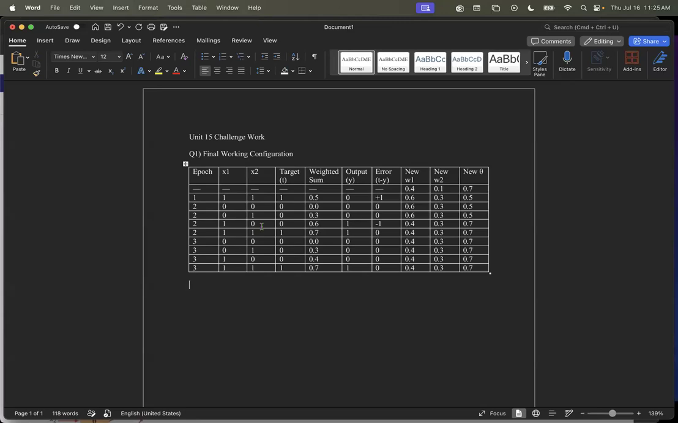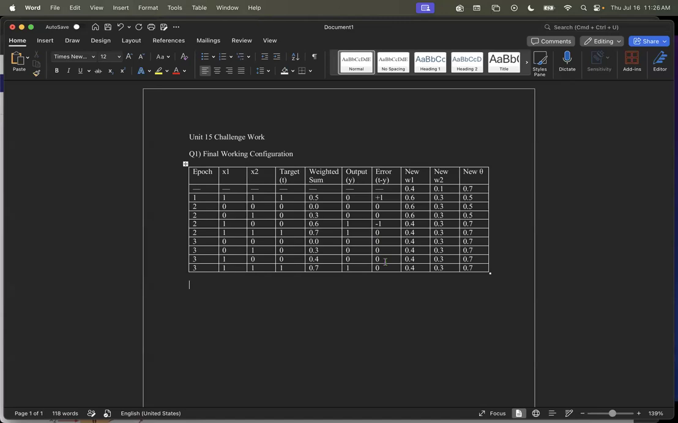By the time we hit Epoch 3, look at what happens. The network handles all 4 binary input pairs perfectly, yielding an error of 0 across the board. So here's Epoch 3. We see our target, but we look at the errors, right, for Epoch 3, for all 4 of them, 0, 0, 0, 0. So in conclusion, because the error remains at 0 for the entire cycle, the algorithm stops adjusting.